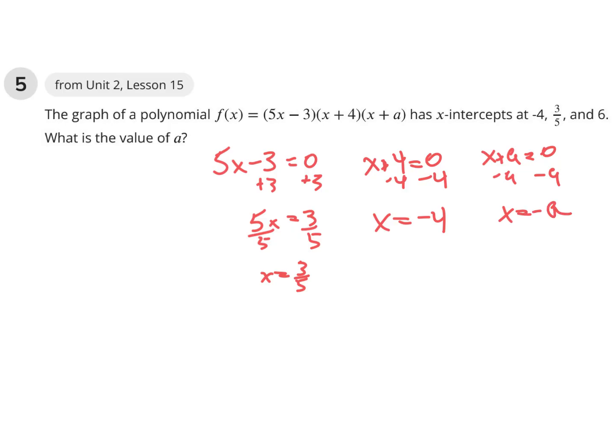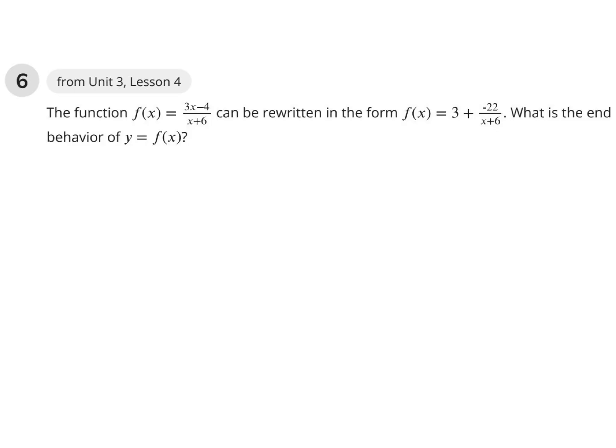Our a was 6. We stick it in there. We get -6, which makes -6. So the value of a is -6. Or flip the signs. Now, the 3/5 is a little different because you got the coefficient in front of x. This comes from last week.